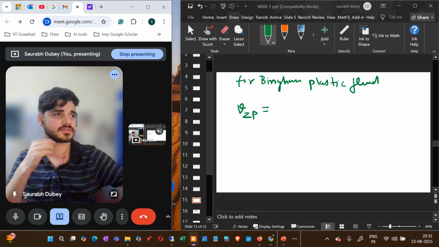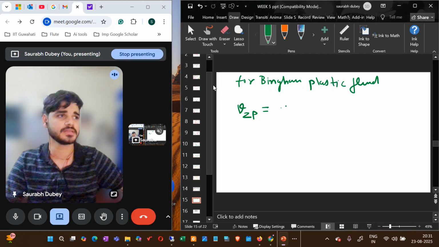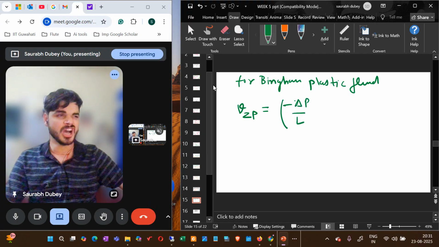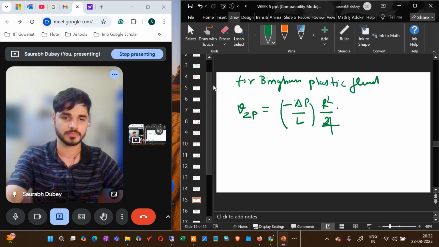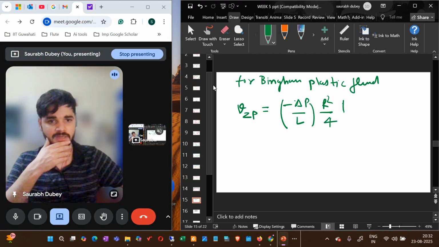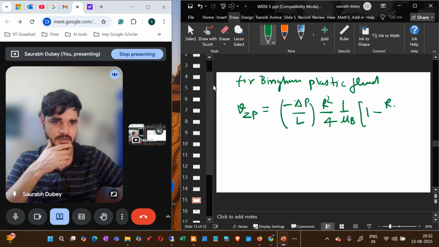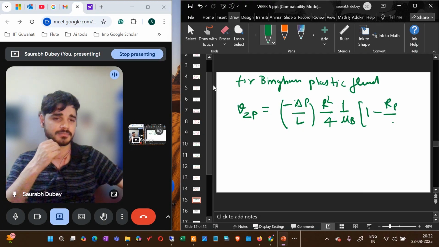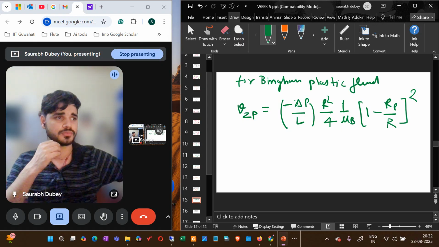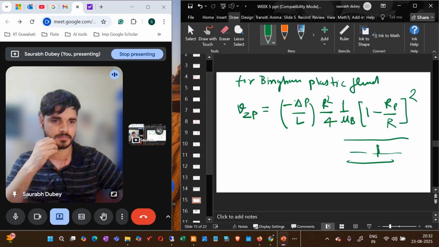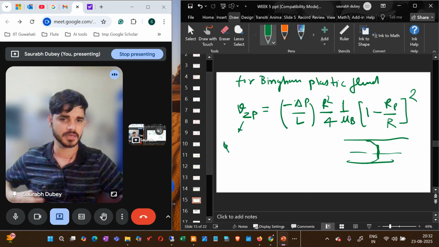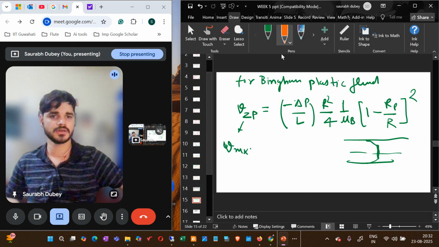So VZP, we have seen how it came into the picture, is this: minus delta P by L, R square by 4, 1 by mu B, times 1 minus RP by R, where the flow is converting to the parabolic profile. R is the radius of the pipe, right? And once you use this, the pipe flow is like this, the plug flow and then this parabolic profile. So this velocity is the maximum velocity. So this will give you the U max, right?